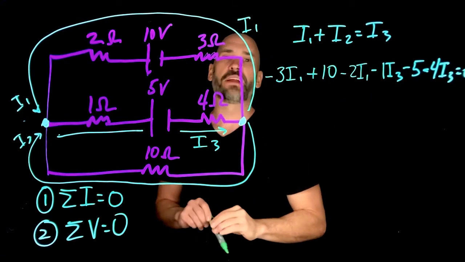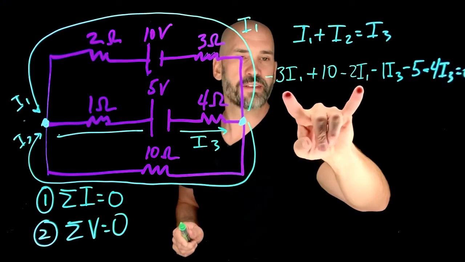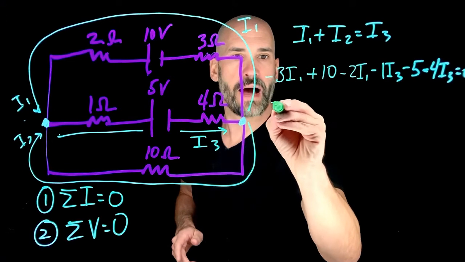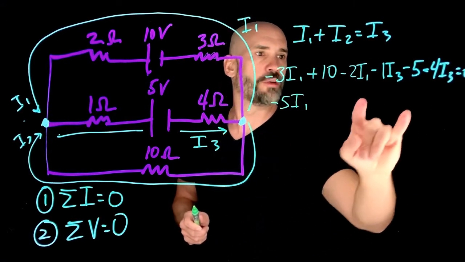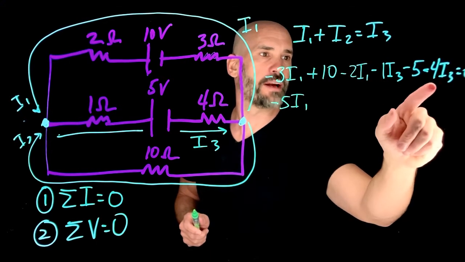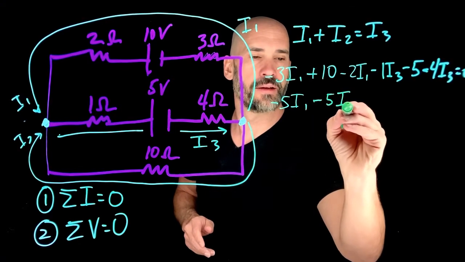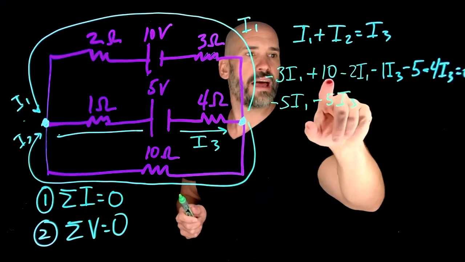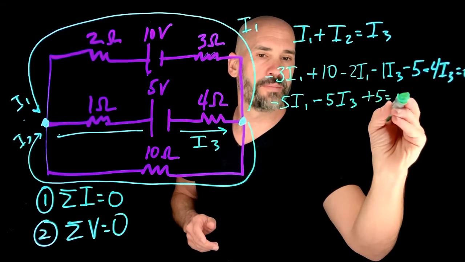Okay? Now let's simplify that, because there's a lot of terms here we can simplify. Let's start with the I1s. There's a 3 and a 2, so it's minus 5I1. Okay? Let's go with the I3s. Again, there's a minus 1I3 and a minus 4I3, so that's minus 5I3. Okay? And then we have a 10 and a minus 5, so that's only plus 5 equals 0.